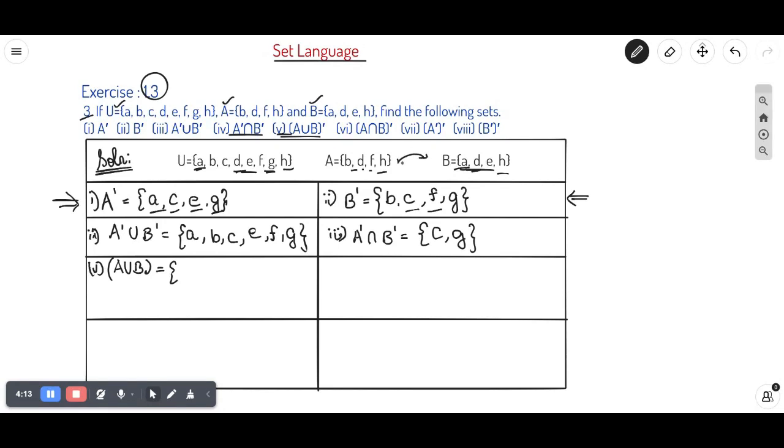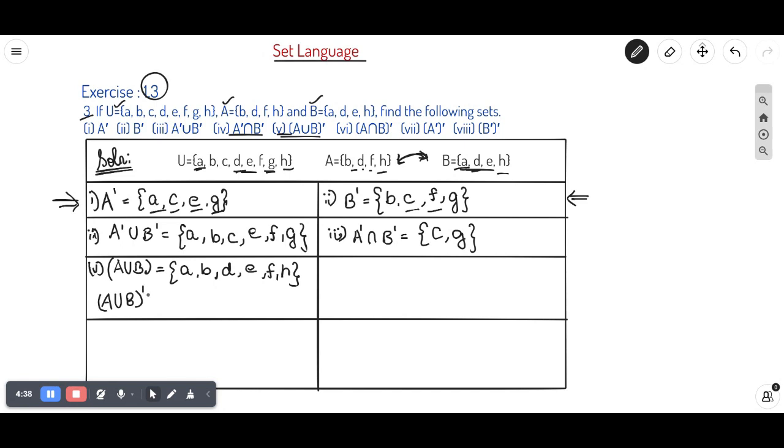So let us write set B has small a, set A has small b, and then we have a D, then we have an E, and then we have an F, and then we have a H. I'm just writing all the elements in both these sets. Now again we are going to write our answer, which is A union B the whole dash.